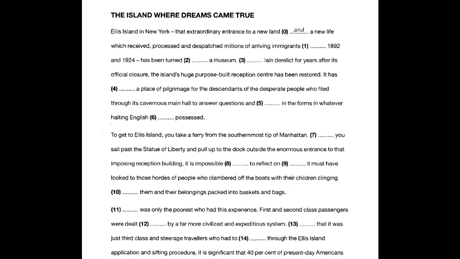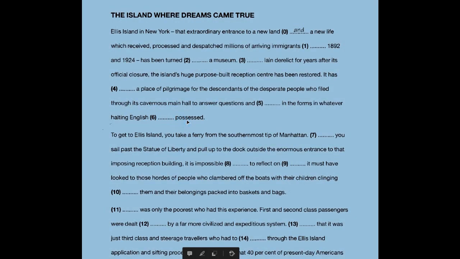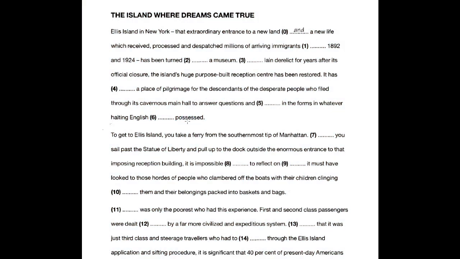possessed. Now, clearly, this verb possessed doesn't have a subject, so we need to give the verb possessed a subject. So we need to refer to the migrants with a pronoun, and we're clearly talking about the migrants because we're talking about in whatever halting English. Halting English means imperfect English, broken English, and so we're talking about people who have moved to the country, and we need a pronoun to refer to those people, and that's why they works very well in number 6. In whatever halting English, they possessed.